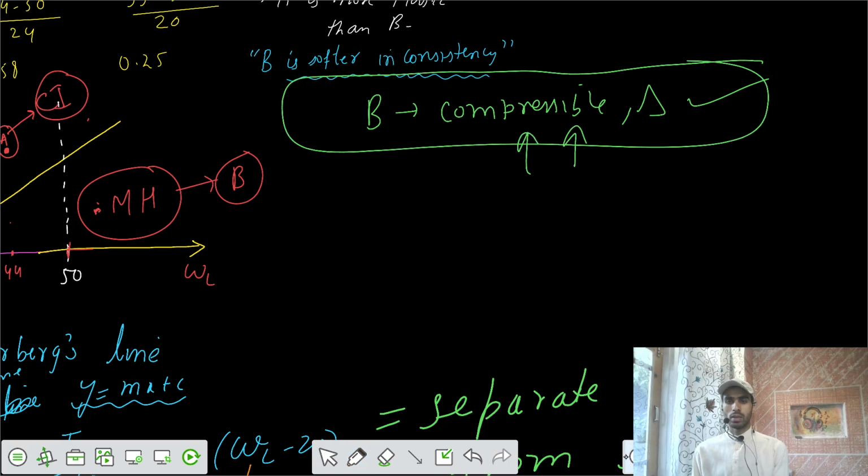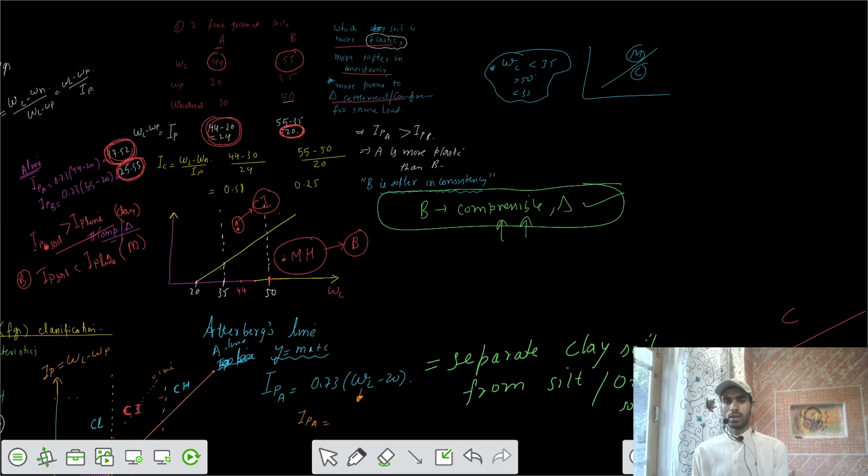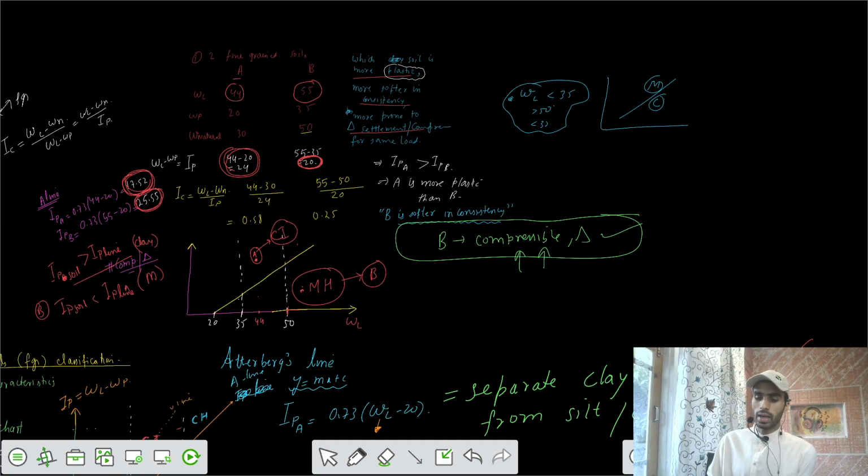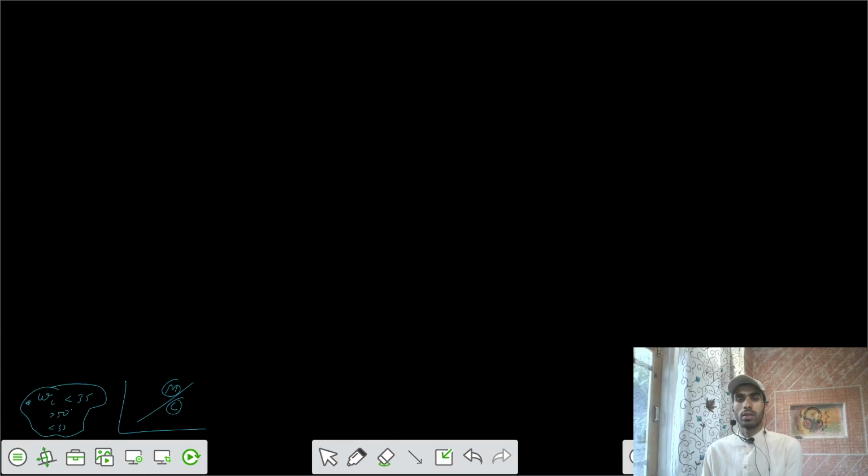We can generalize that. That was all about the first problem, which includes all those concepts of fine-grained soils. Let's take a few simple problems on fine-grained soils.